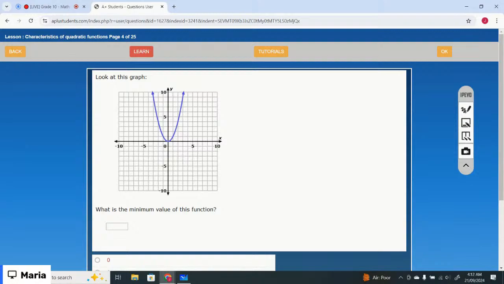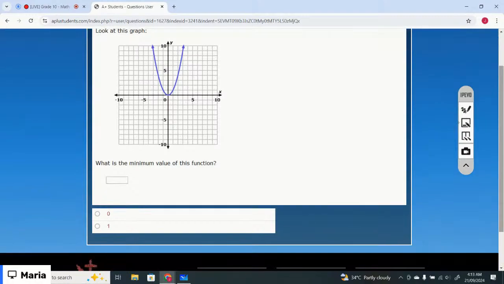Look at this graph. What is the minimum value of the function? So which is the correct option? The correct option is 0. Option number 1 is the correct option.